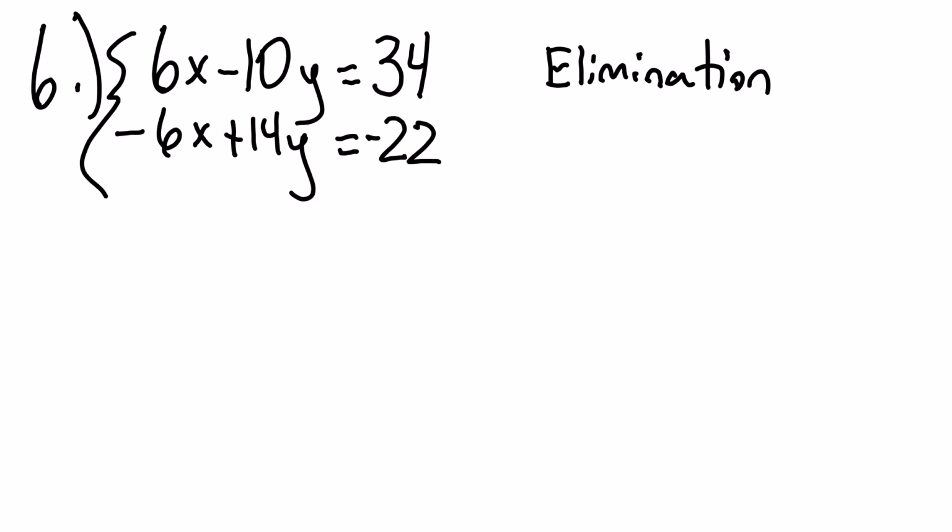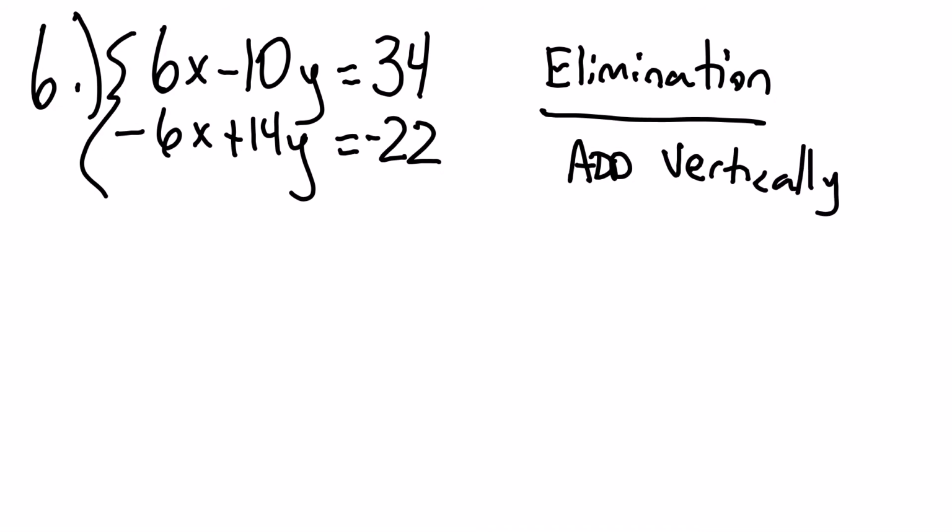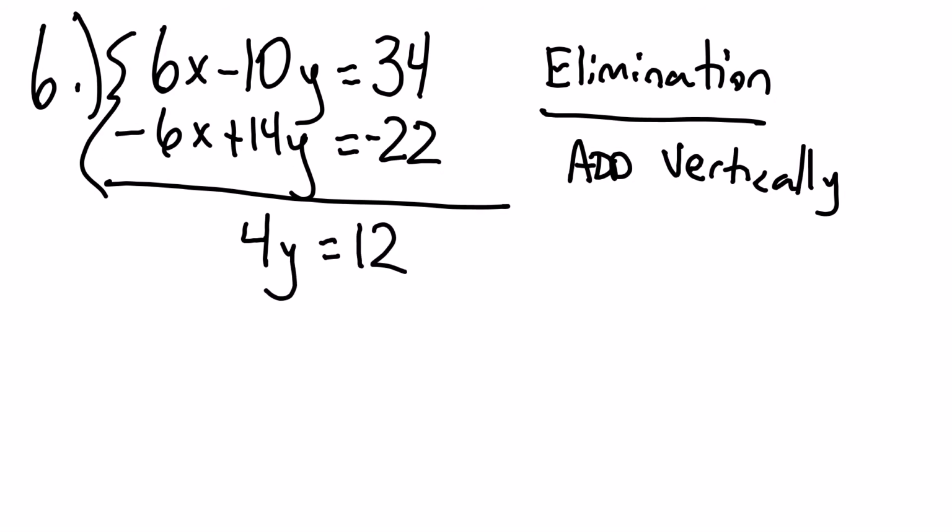Because I see these x's, everything's already lined up for me, and I see that the x's have matching coefficients with opposite signs, I know I'm going to use elimination. All that means is I'm going to add vertically. And when I add vertically, things are going to disappear. 6x and negative 6x, those cancel out, right? So I don't need those. But negative 10y and 14y turns into 4y, and 34 plus negative 22 is a positive 12.